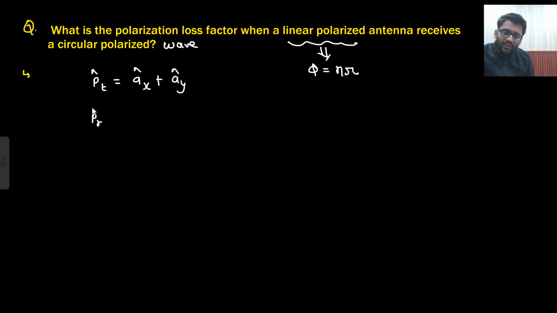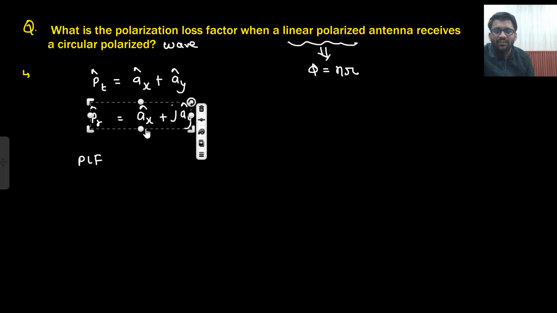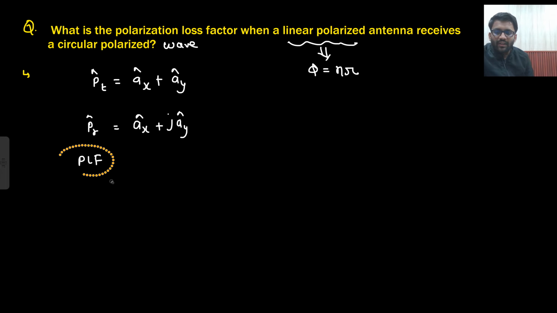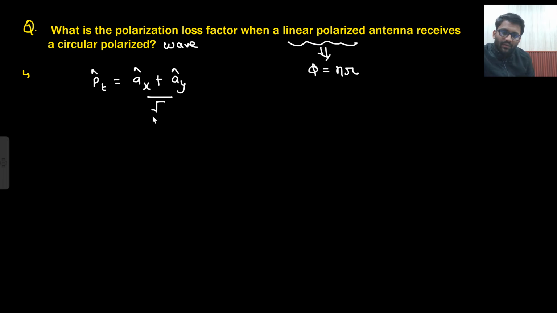And what about the received one? Received I am taking as AX cap plus j AY cap. Okay. Now what do I need to do? Polarization loss factor. I hope you understand the meaning of this j. This j is just a phase. When I calculate the magnitude, this is the unit vector. So I cannot write AX cap plus AY cap; it should be AX cap plus AY cap divided by under root 2. This will be your transmitted wave.